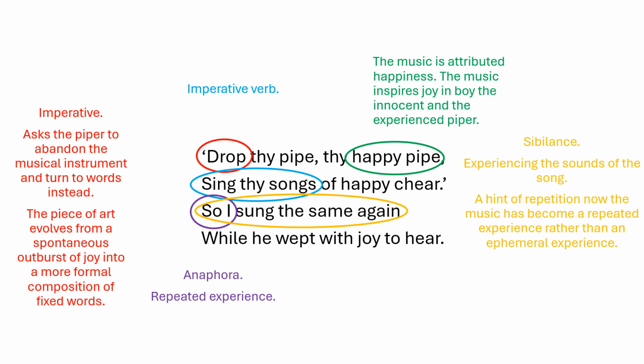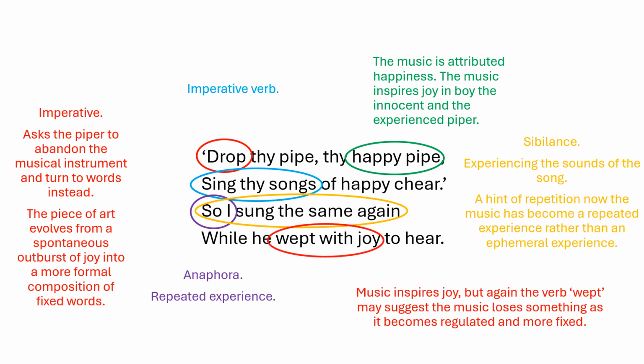Now, perhaps that's Blake's way of sharing some of the sounds from that song, or it could be a hint that the repetition of this music is becoming a repeated experience, rather than that magical, ephemeral moment that was shared between the two. And perhaps the sibilance suggests a little bit of tedium, a little bit of repetition, a little bit less excitement, and a little bit more work behind creating this music. And again, we get the word wept being used. We have the phrase "wept with joy," and that music continues to inspire joy. But again, that verb wept might suggest that the music has lost something as it's become more regulated and more fixed. It's very difficult to capture a moment.